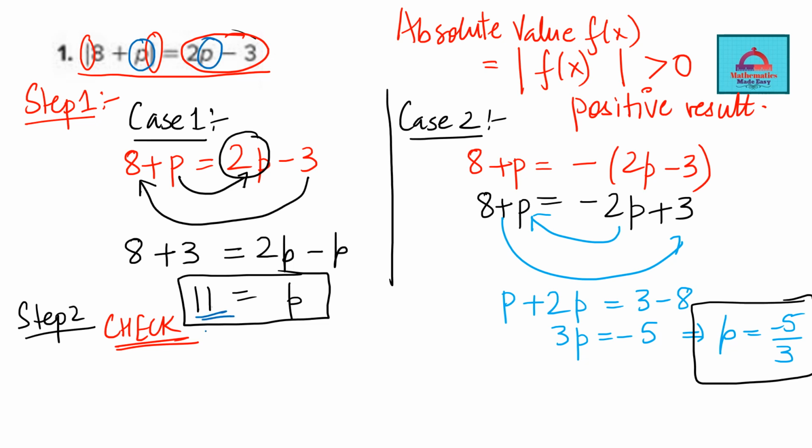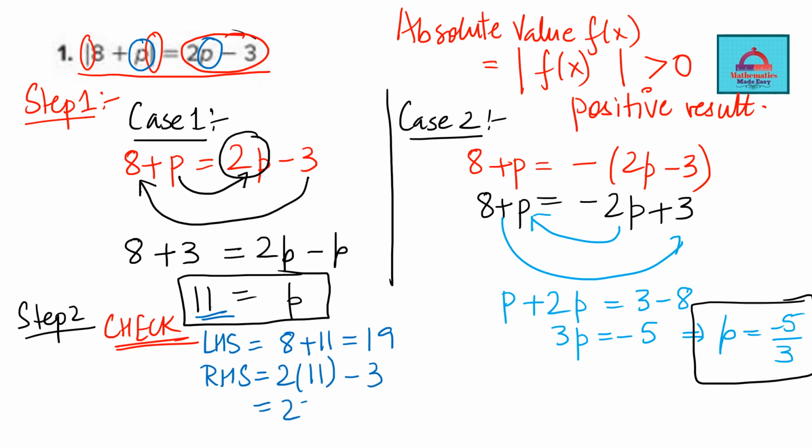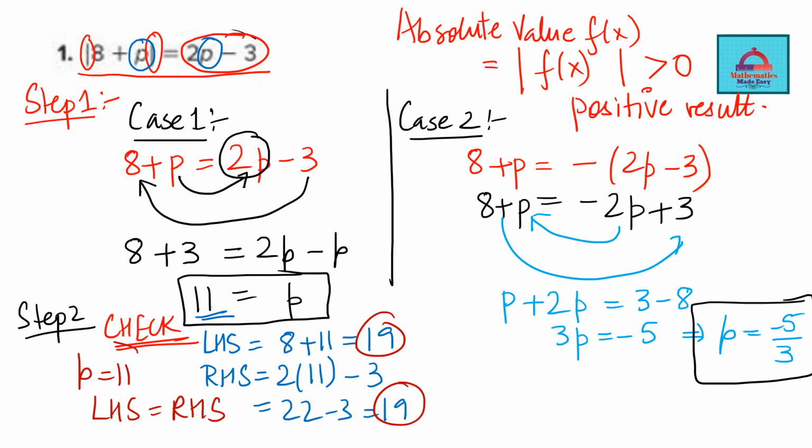So the left hand side becomes 8 plus 11, which is 19, and the right hand side, which is 2 times p, so 11 minus 3, so this is 22 minus 3, which is also 19. Now both sides I get the same value 19, so left hand side is equal to right hand side for the value p equal to 11, so definitely it is going to be a solution. So yes, p equal to 11 is a solution.